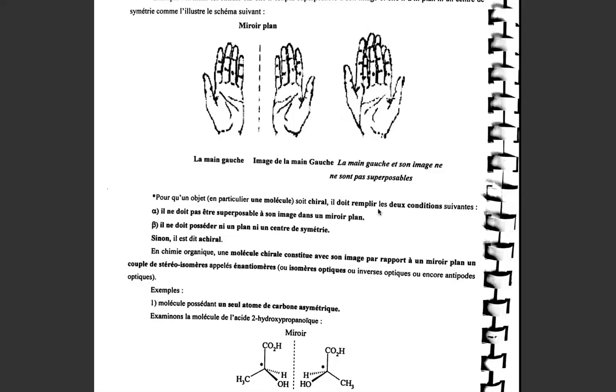Then if an organic compound is superposable with its image, but does not have a plane of symmetry, it is called achiral. So you have two conditions. For an organic compound to be chiral, it's supposed to be non-superposable with its image, that is on a mirror, of course, and it should not have any plane of symmetry. In a case where the two conditions are not satisfied, the molecule is called achiral. If one of them is satisfied and the other one is not satisfied, they are called achiral as well.